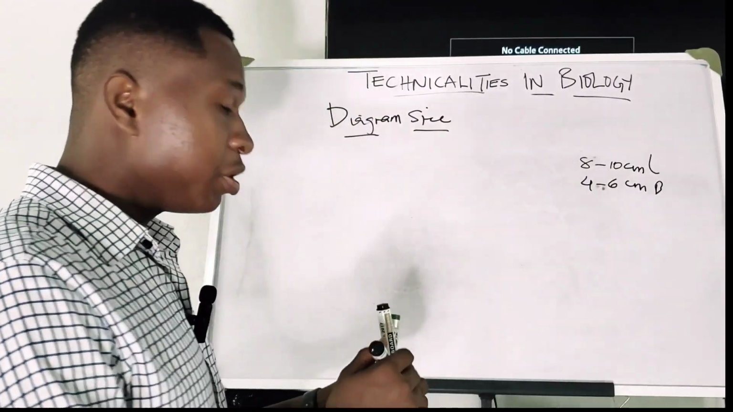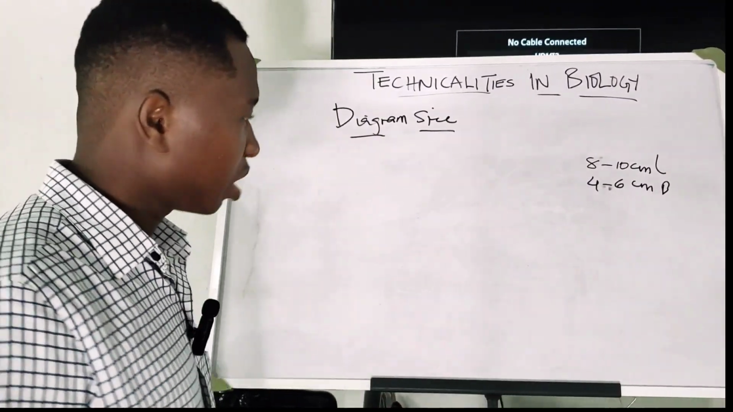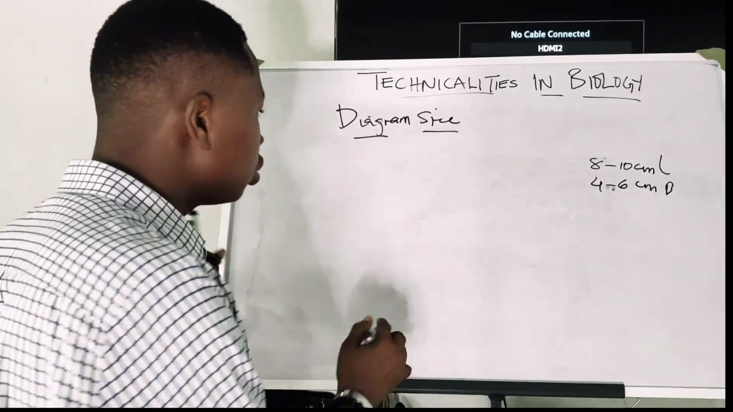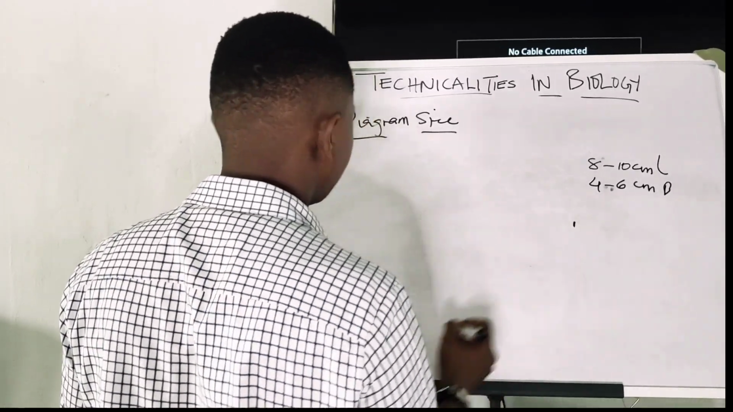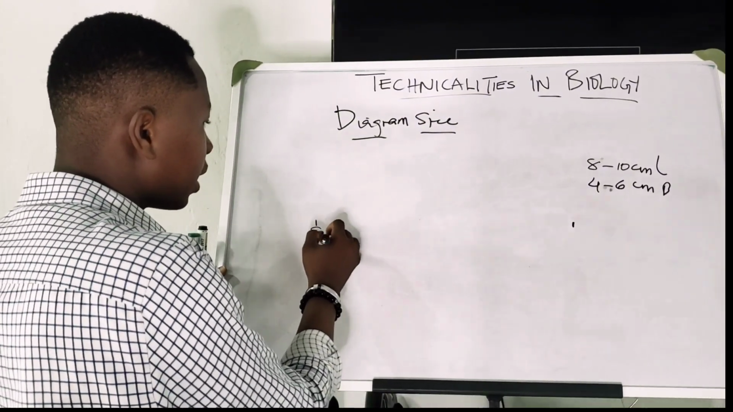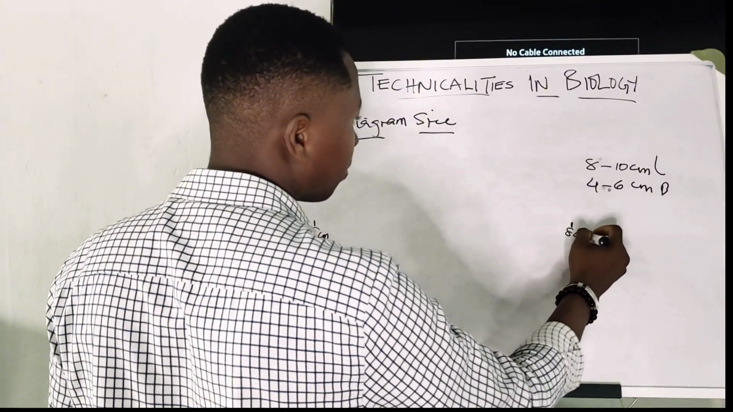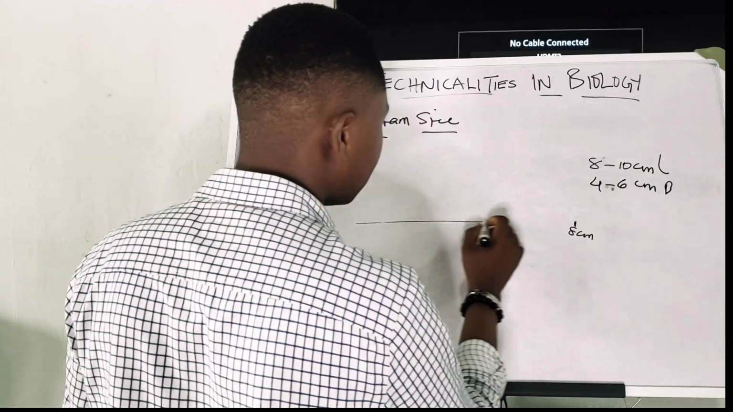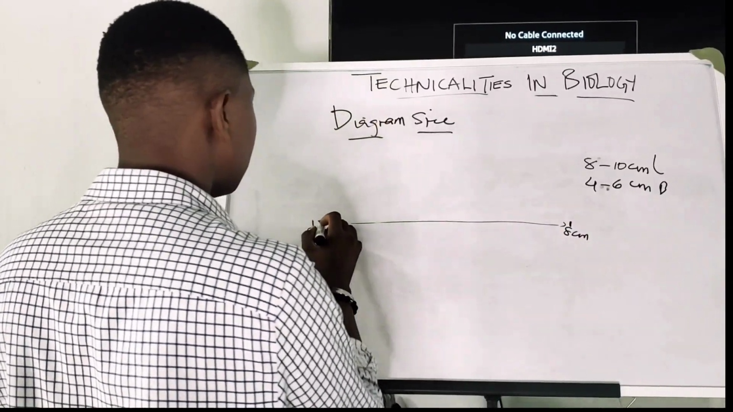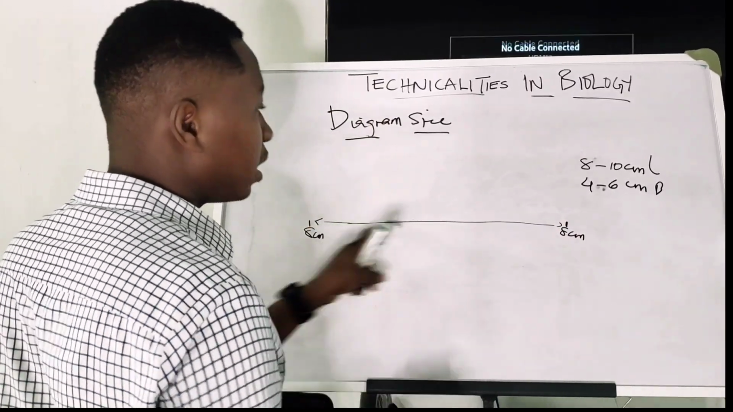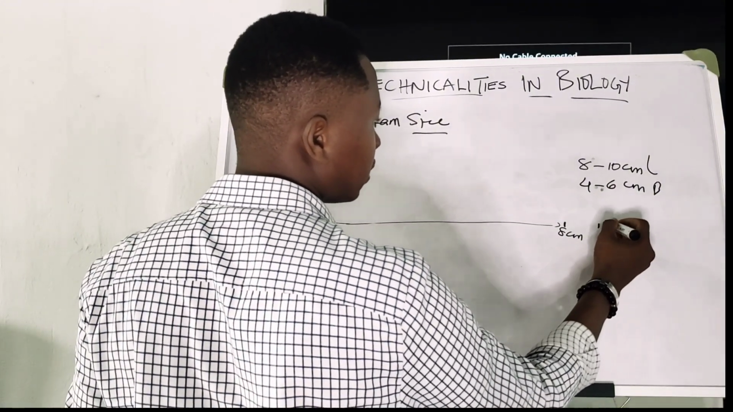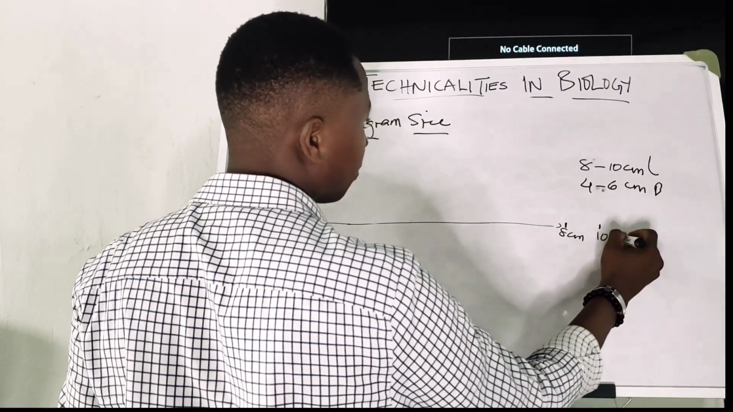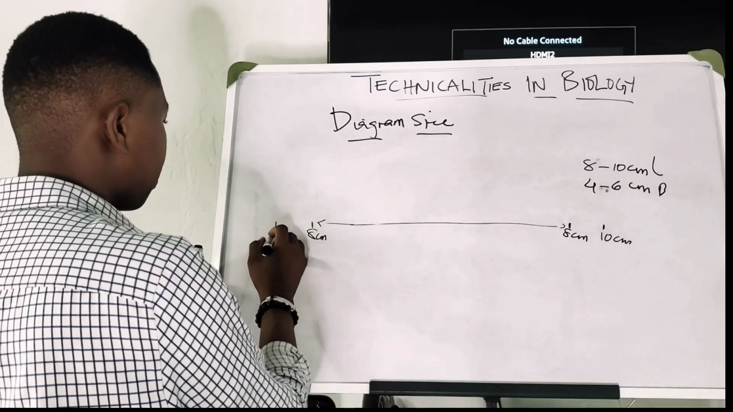The trick I used for my students is that firstly you measure 8 cm. Let's assume here is 8 cm. We're going to measure a line like this, 8 cm. Then you also measure 10 cm. Let's assume here is 10 cm. Here is also 10 cm.